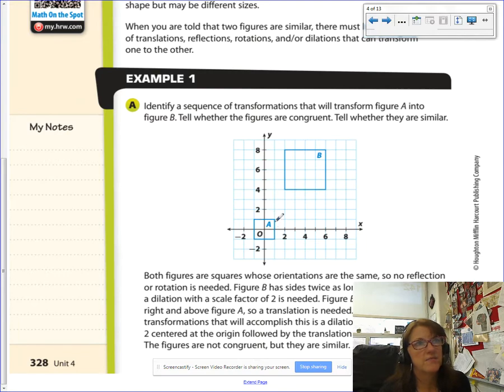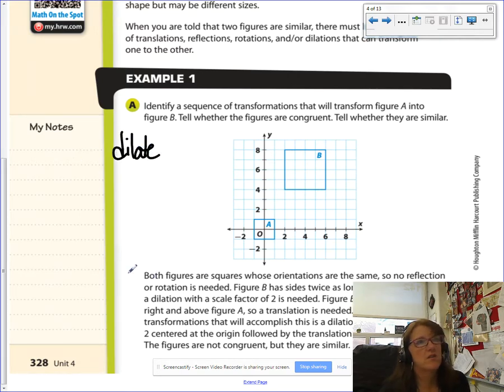Side length is 2. Take a look at our ending image here. And this also is a square. 1, 2, 3, 4. 1, 2, 3, 4. All right. So let's see. I think all we need to do is make it bigger. So we need to do a dilation to go from a 2-sided square to a 4-sided square. So we're going to dilate it and make it bigger.